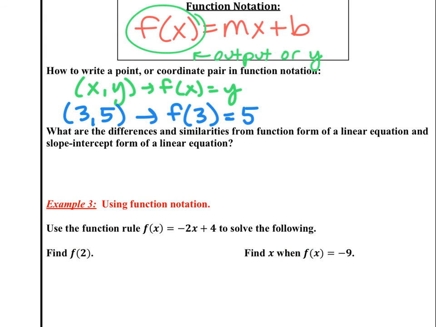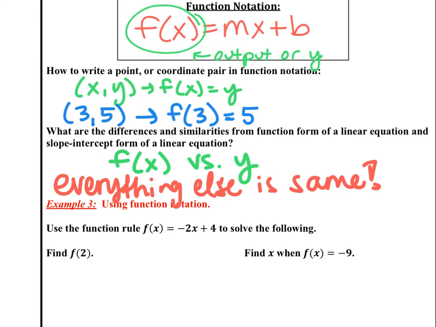So to summarize function notation, what are the differences and similarities between function form of a linear equation and slope-intercept form? The difference is that we are using f of x versus using y. That's the difference, but everything else is the same. Our slope is the same, our y-intercept is written the same way, etc.